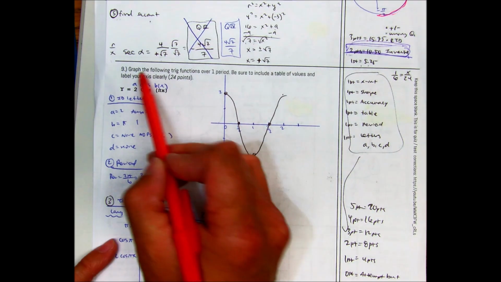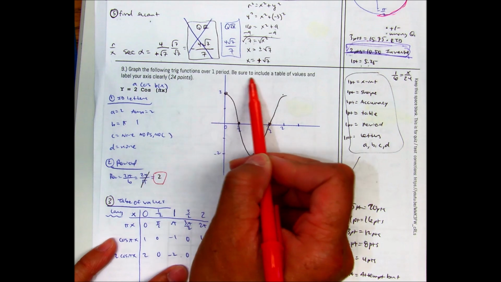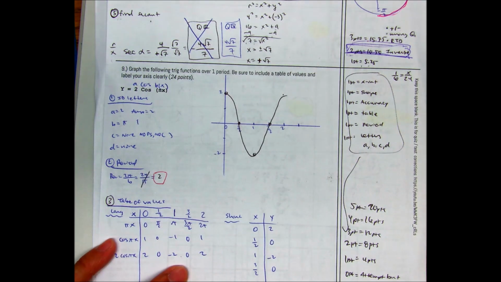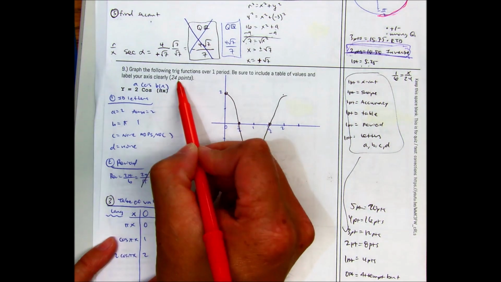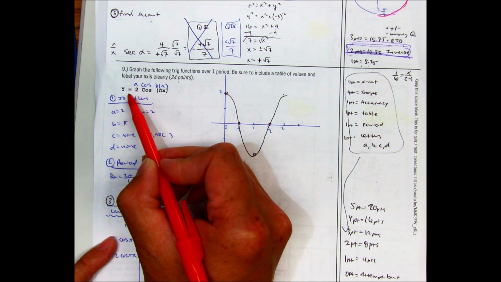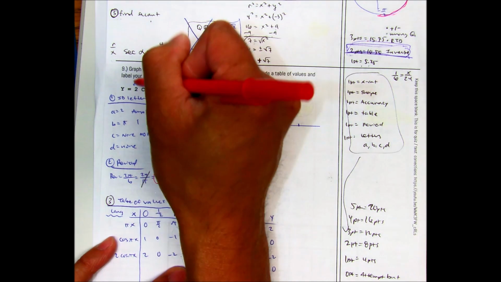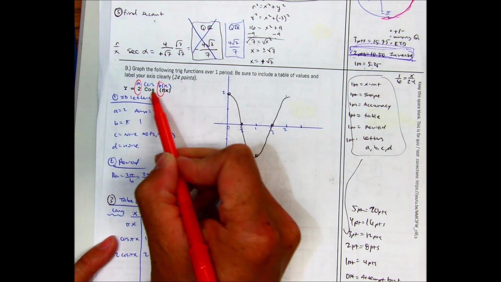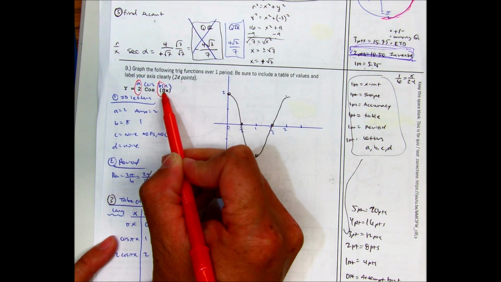Graph the following trig functions over one period. Be sure to include a table of values and label your axes clearly. This problem is out of 24 points. I have a trig function here: y equals 2 cosine pi x. Your a value is 2 and your b value is pi. Remember, the b value is to the left of the parentheses, although the pi is on the inside.